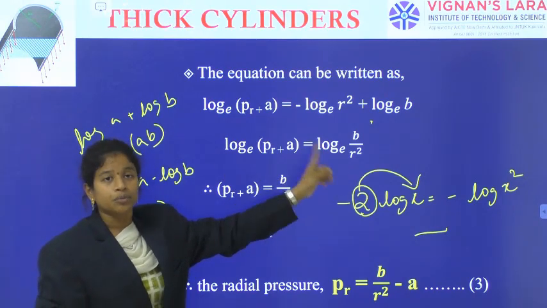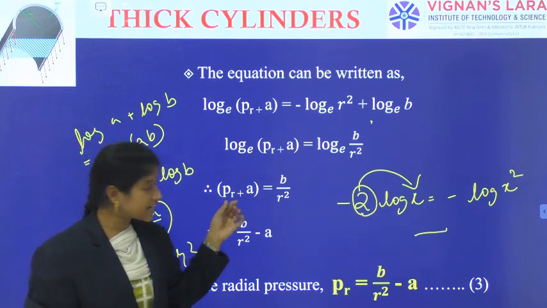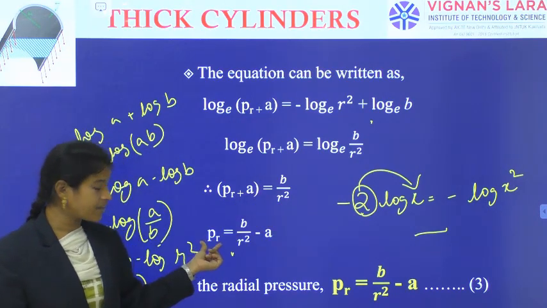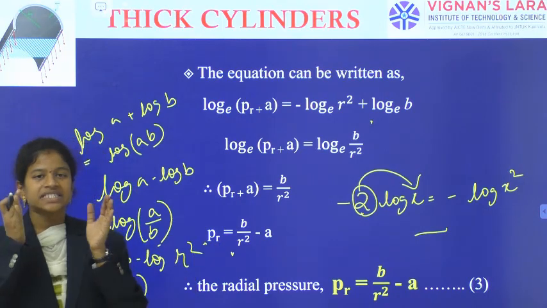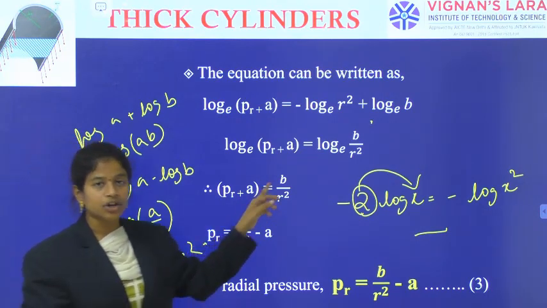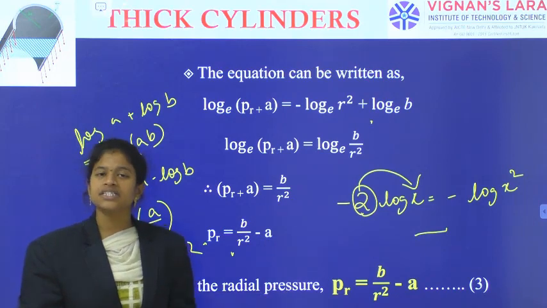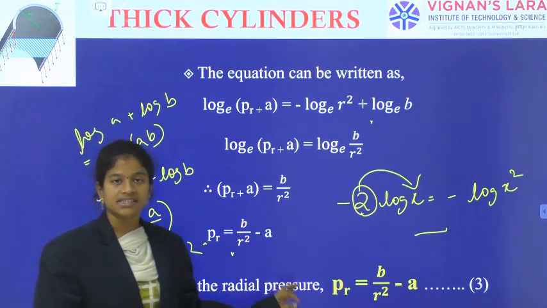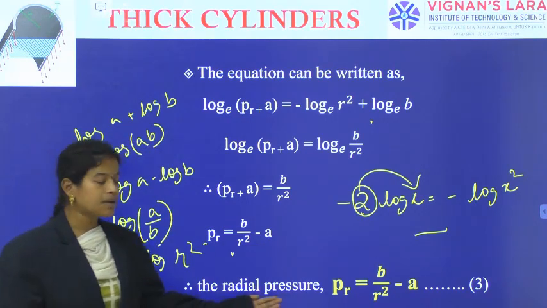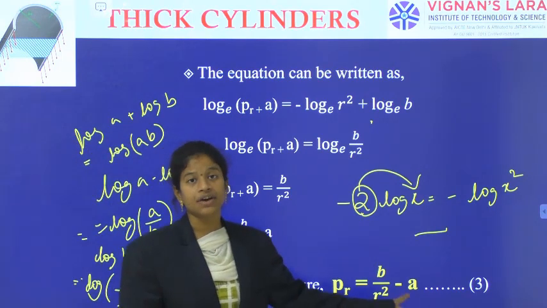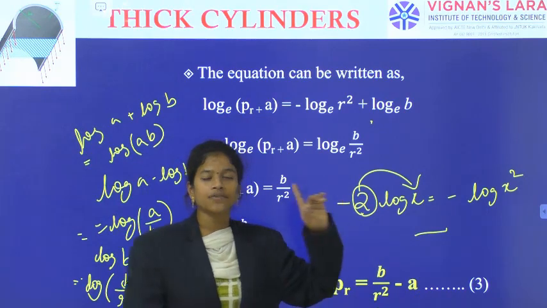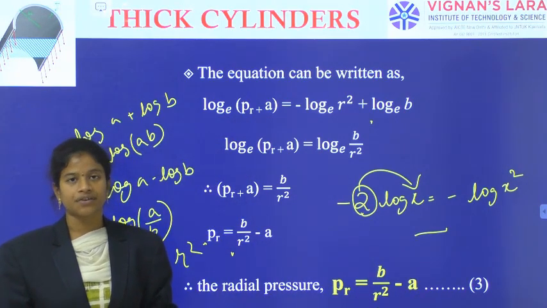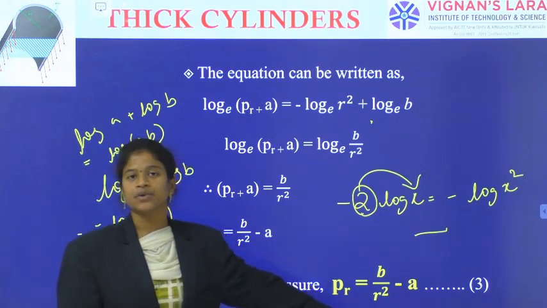Okay, now removing the logarithmic functions on both the sides, so pr plus a is equal to b by r square, and with the rearrangement I have evaluated pr. Now separate pr came for me, which is equal to b by r square minus a. What is this pr? Radial pressure at a point, at a distance r from the center. Okay, the radial pressure pr is equal to b by r square minus a, which is one of the Lami's equations to calculate the radial pressure at a particular point at a distance r from the center. So which is indicated as equation number 3.